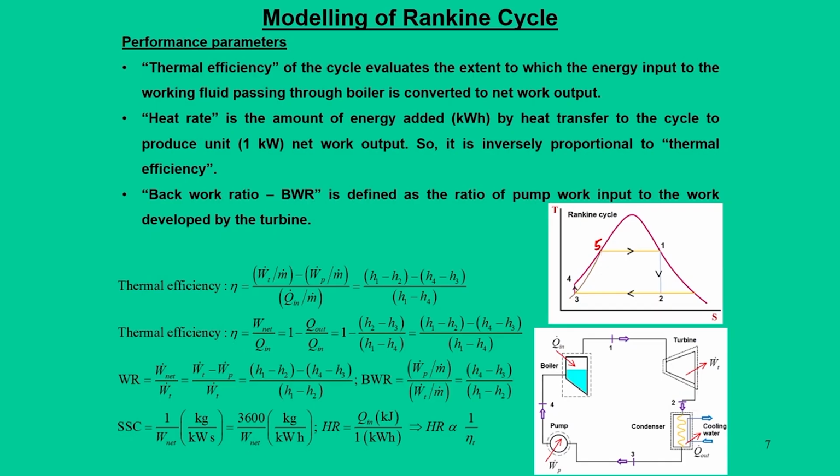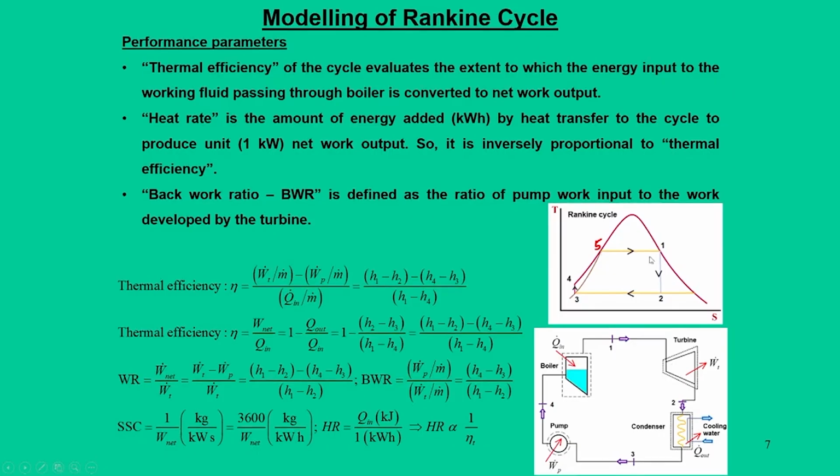These are some of the performance indicators for a steam power plant. These can be calculated by using Rankine cycles. The first one is thermal efficiency, that is net work by heat input. The second one is work ratio, W net by W T, and W net is nothing but turbine work minus pump work.